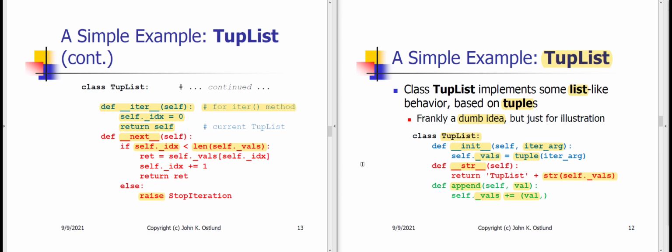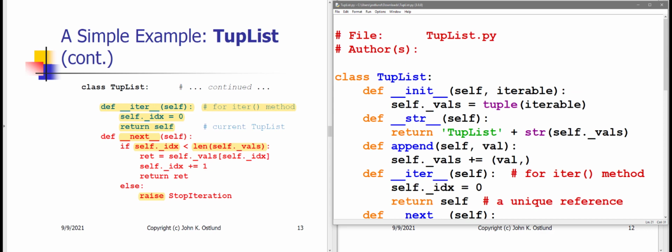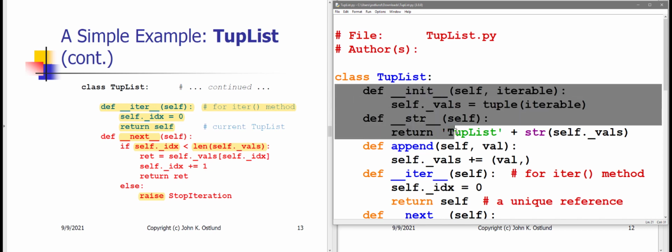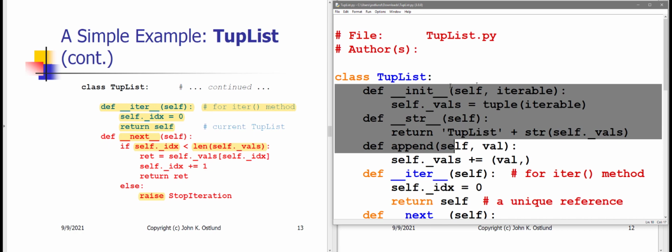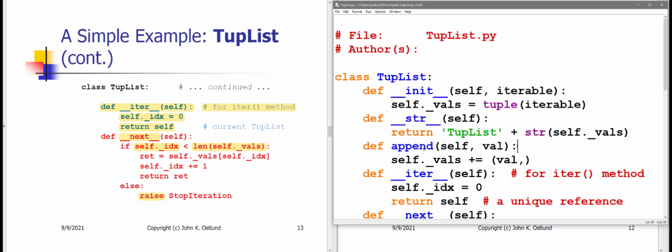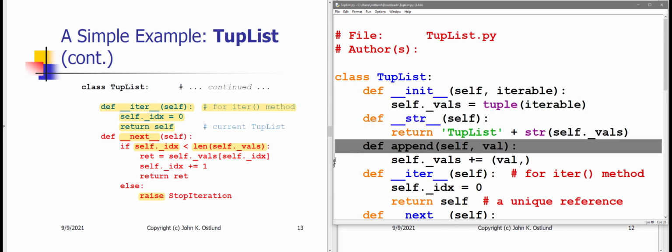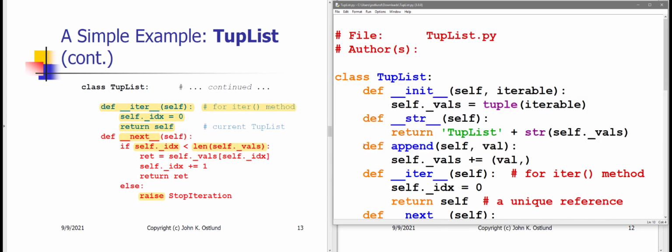Let's take a look at this program in an actual Python file. Okay, so here's the actual Python file. It's tuplist.py, and we have init and str and append. All right, every class has to have init, every class has to have str, and because we're trying to simulate how lists behave, we have defined one list method, which is append. And we could define all the other ones.